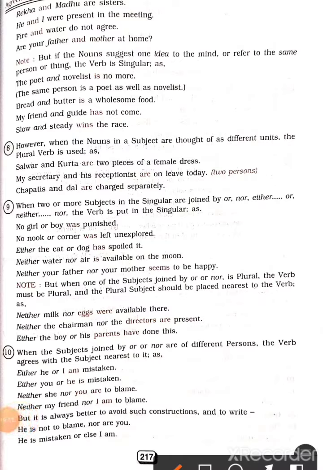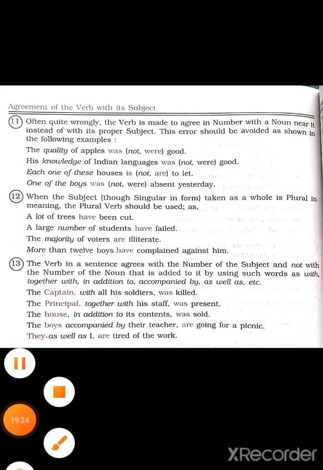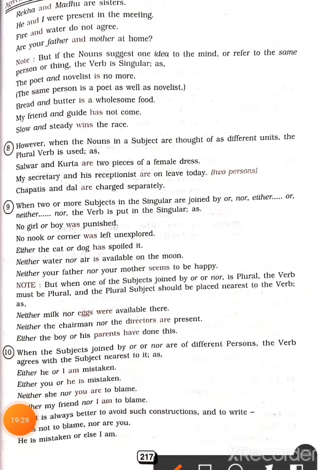See, neither milk nor eggs were available there. So now you have to look at the subject which is nearest to the verb, which is the closest to the verb. So there are two subjects, milk and eggs. So which one is close to the verb? Obviously eggs is close to the verb.